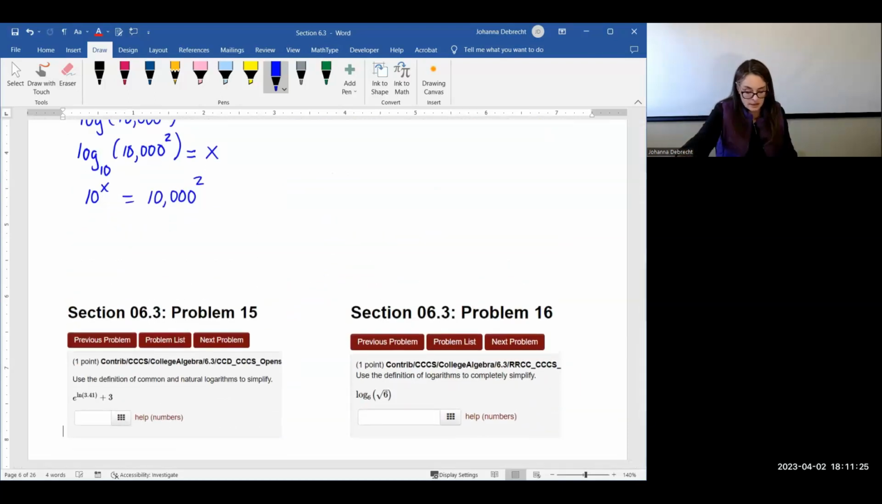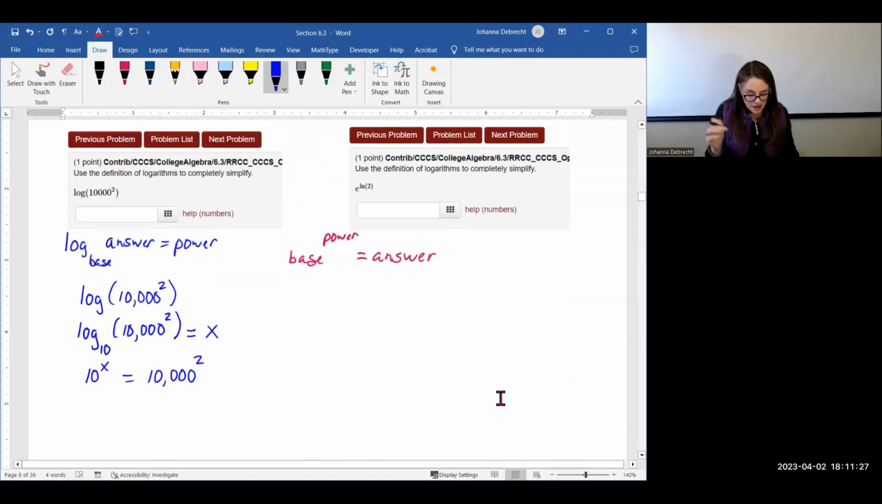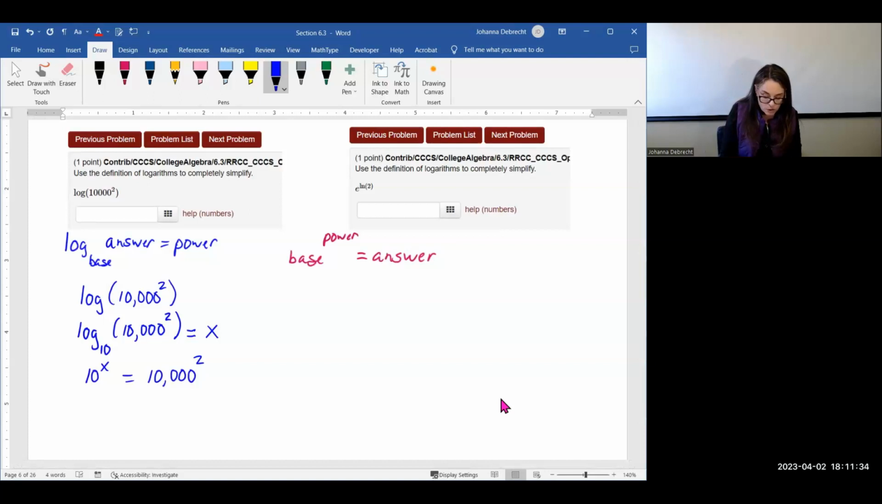I need more space. I'm taking up too much room. Okay, so 10,000 squared. What's 10,000 squared? Well, it'll double the number of zeros. So instead of 4 zeros, I'll have 8 zeros. So this is 10 to the x equals 1, 2, 3, 4, 5, 6, 7, 8. So then I'm going to count backwards by 3 and put in my commas. What does that represent? Well, there are 8 zeros, so that must be 10 to the 8th.